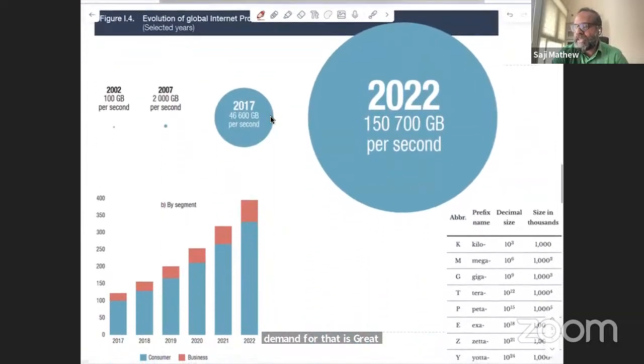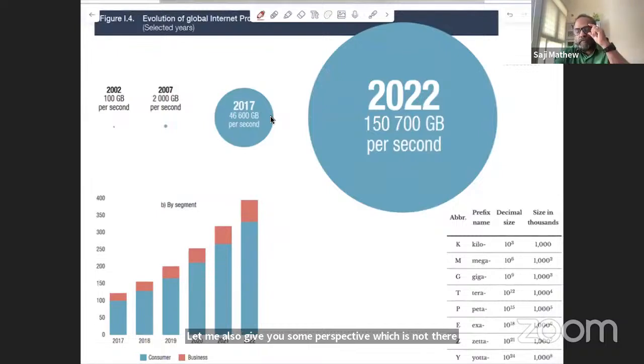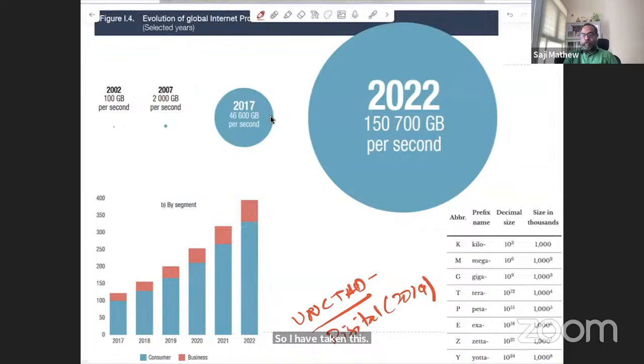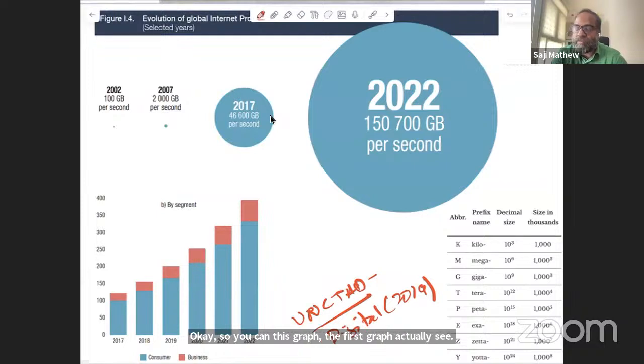Let me also give you some perspective which is not there in the lecture slides. I have taken this from UNCTAD. You can actually go to the site and read the whole report of the United Nations Conference on Trade and Development, the UNCTAD report on digital technologies, published in 2019. I have taken this graphic from that report, and you can get another perspective of the driver for business analytics, which owes to data. In the first graph, you can see the volume of data traffic, how it has changed from 2002 to 2022.